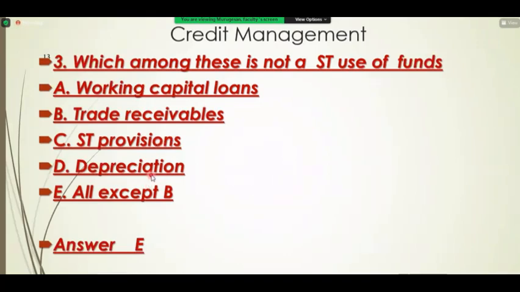It's a source. This is also a long term, it's a source. So this is a source, this is a source, this is a source. So the answer is, which is not a ST use of fund? Yes, trade receivable is the ST use of fund. All others are. So the answer is all except B. All except B. Correct?